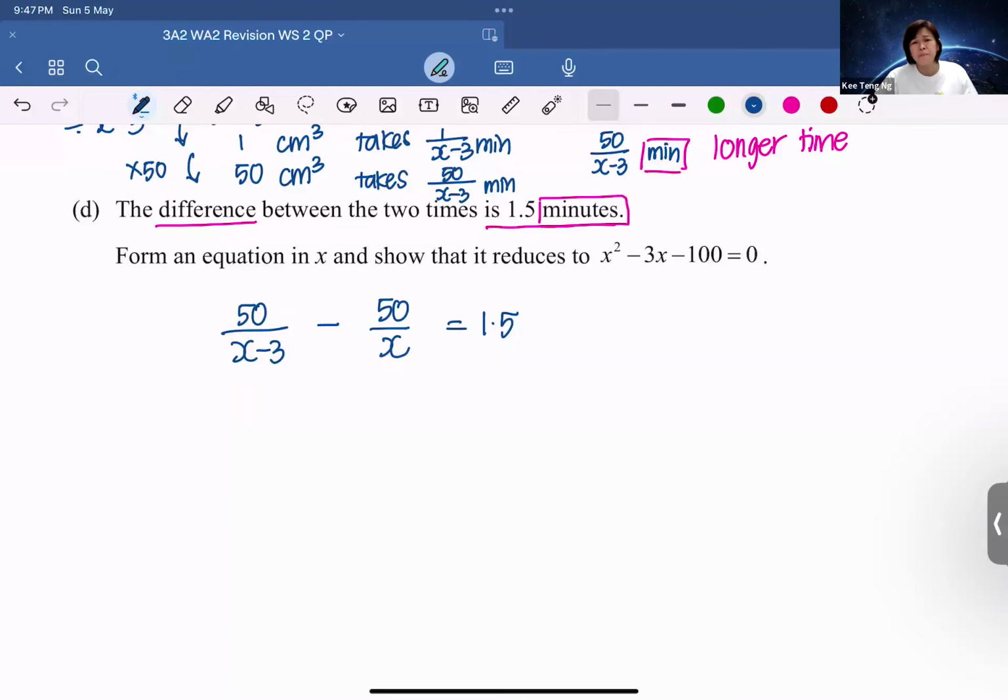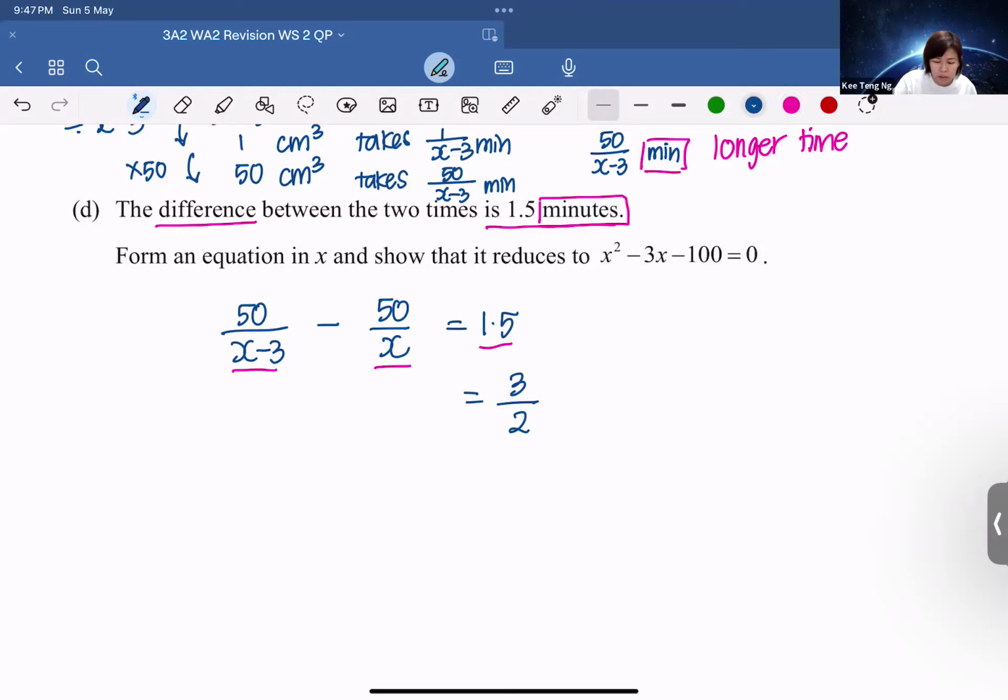But then personally, when it comes to algebra, I don't like to work with decimals in algebra. So I'm going to change 1.5 to an improper fraction. According to my calculation, the improper fraction is 3 over 2. Next, what do we need to do? Make them the same denominator.